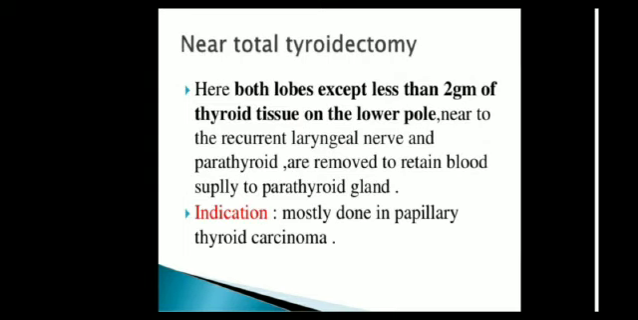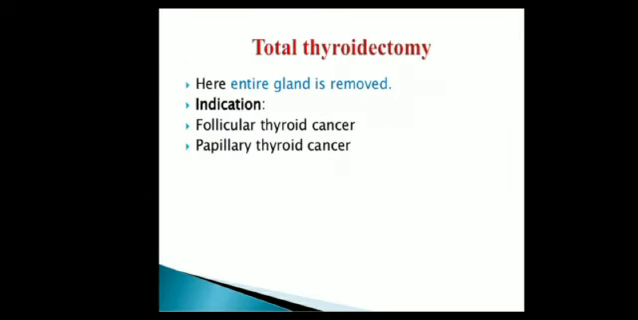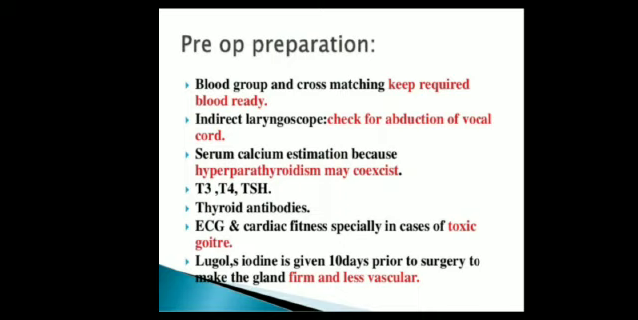Near total thyroidectomy. Here both the lobes are removed except less than 2 grams of thyroid tissue on the lower pole, which is left near the recurrent laryngeal nerve and parathyroid, to retain blood supply to the parathyroid gland. Indication: mostly done in papillary thyroid carcinoma. Total thyroidectomy. Here the entire thyroid gland is removed. Indication is follicular thyroid cancer and papillary thyroid cancer.